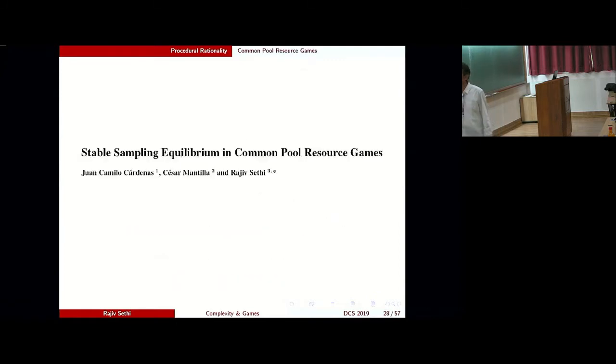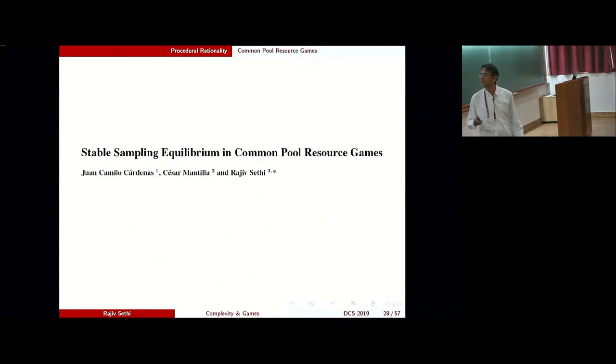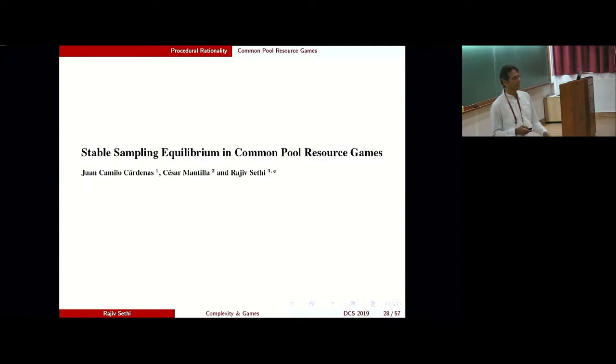This is joint work with Juan Camilo Cárdenas and César Mantilla, and we are looking at what sampling equilibrium tells us compared to Nash equilibrium in what are called common pool resource games. This may be familiar to you. I'm just going to go through the model.